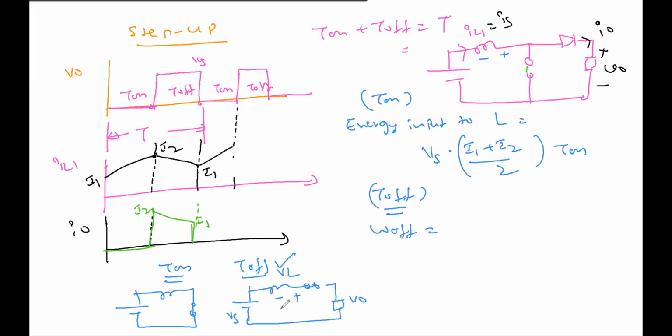What is VL here now? If you apply the KVL, VL equal to, in this case, V0 minus VS. V0 minus VS. Just apply the KVL. So now V0 minus VS, इंडक्टर के बारे में बात कर रहा हूं हमने. एनर्जी in the inductor during off period, and I1 plus I2 and during turn off period.